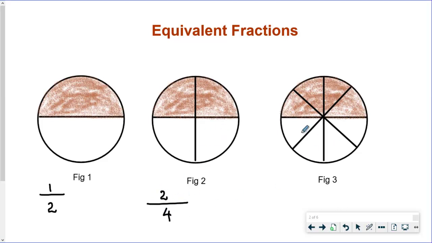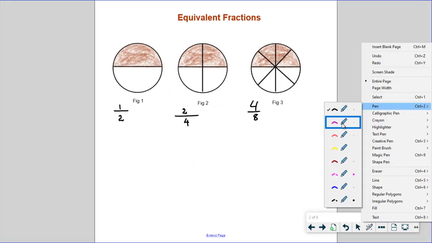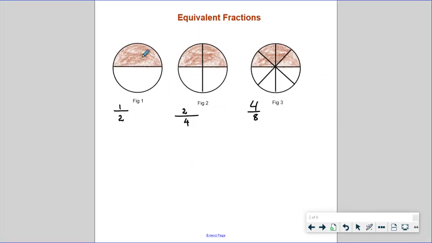Now in figure 3, the entire circle is divided into 8 equal parts. Out of 8 equal parts, 4 parts are shaded. So we can write the portion of shaded region as 4 by 8. So in all the three figures, the shaded region is the same. In all the three figures, half of the circle is shaded, but the fractions are different.